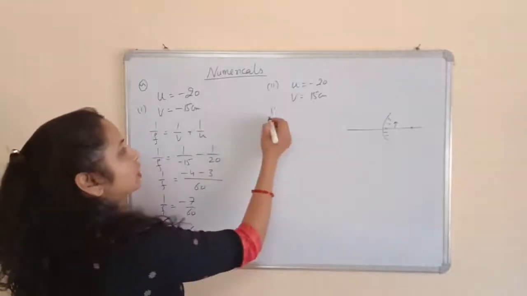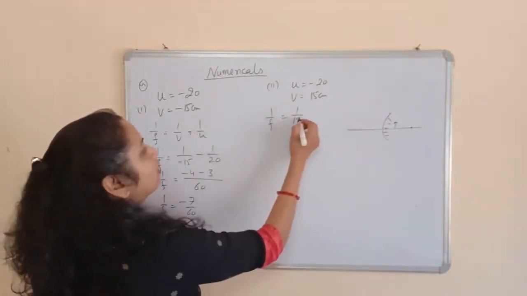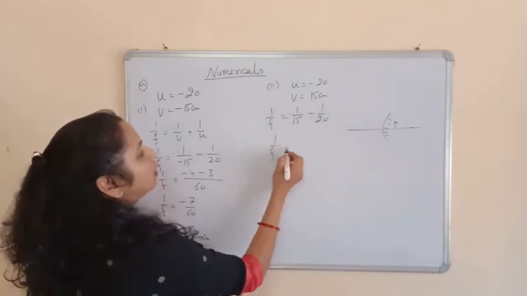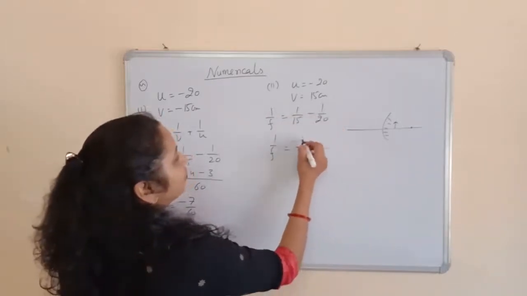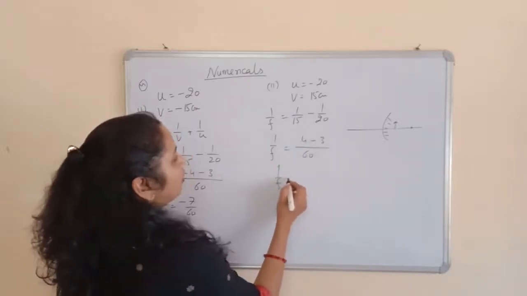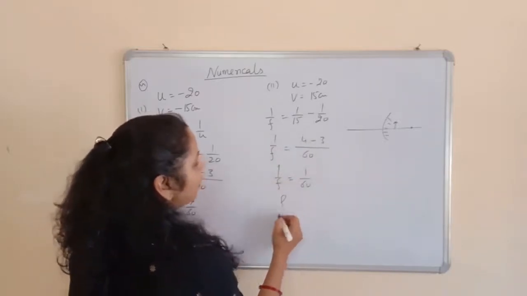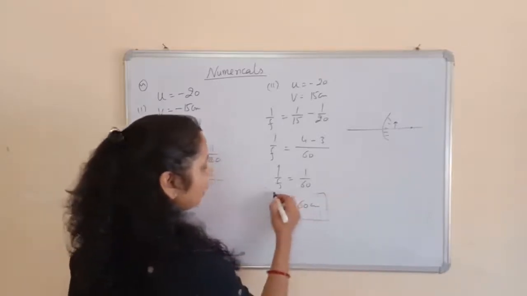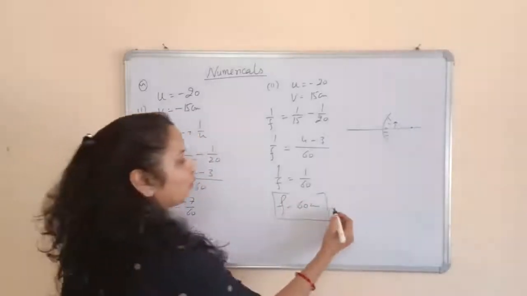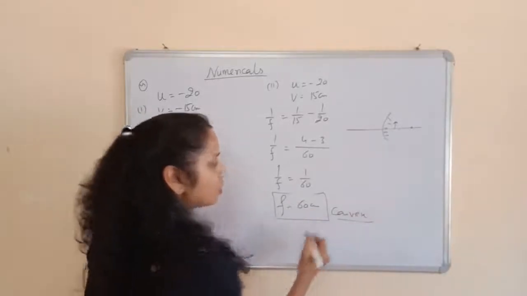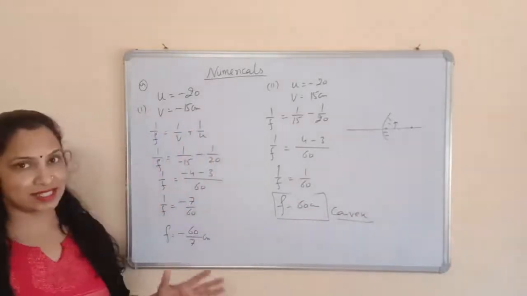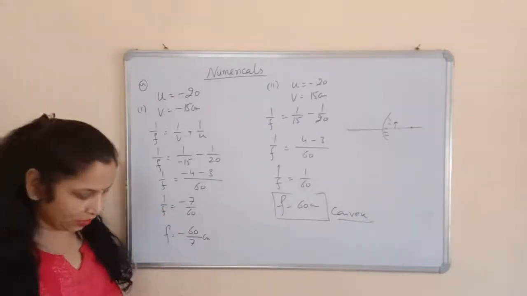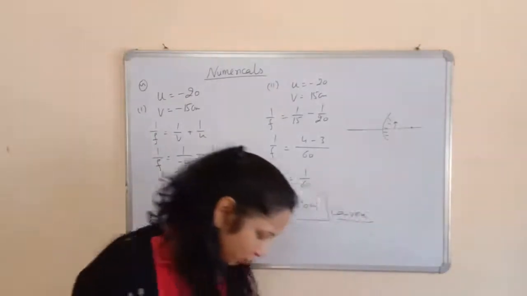Again, by applying the mirror's formula 1 upon f is equal to 1 upon V plus 1 upon U, we can find the focal length of the mirror. The LCM again 60, 4 minus 3. So 1 upon f is equal to 1 upon 60, or we can say f is equal to 60 centimeter. Since this focal length is positive, it shows that this mirror is convex. This is a convex mirror of focal length 60 centimeter. So this is the question for both types of mirror. This was question number 4 from your worksheet.